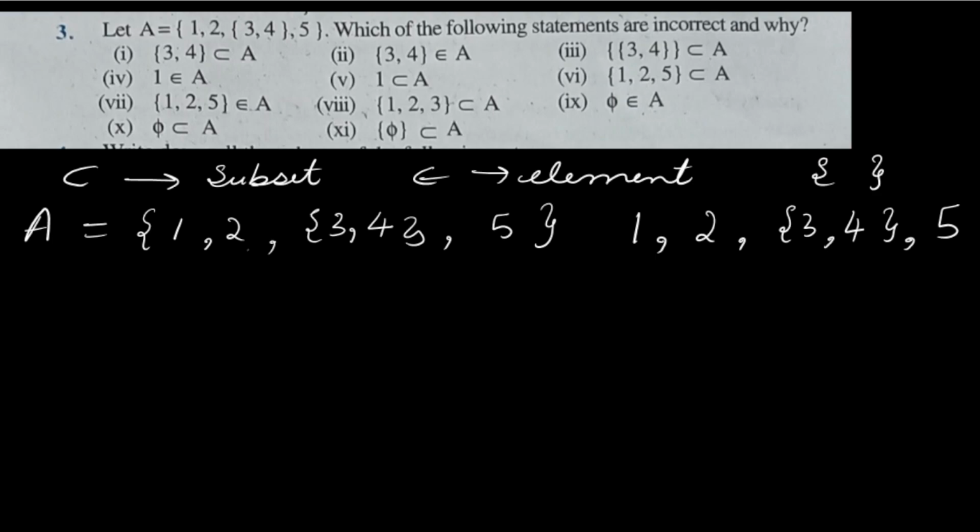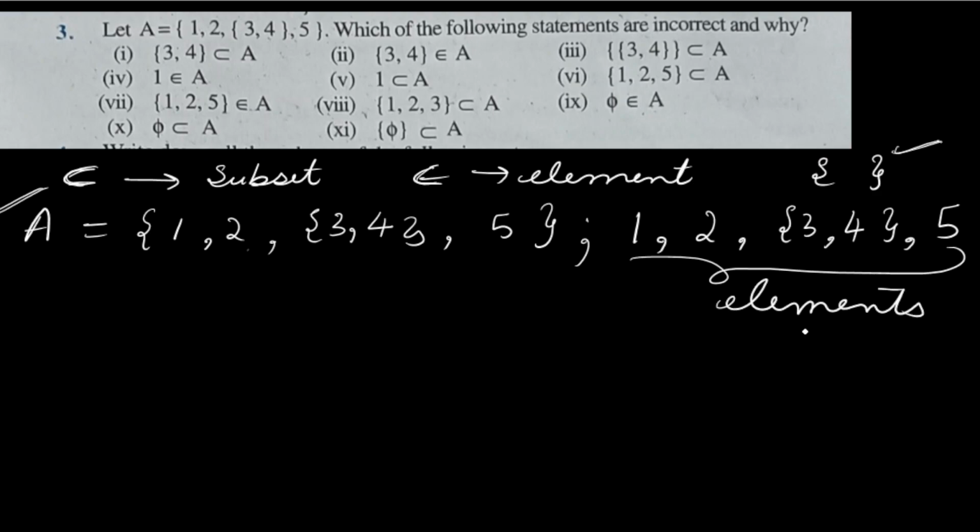So first of all, you have to remember one thing. This symbol we use for subset, not for element. And this symbol we always write for element. And set is always written inside the curly braces. Now A set is given to us and I have written its elements like this. So elements of A are these. So these all are elements.